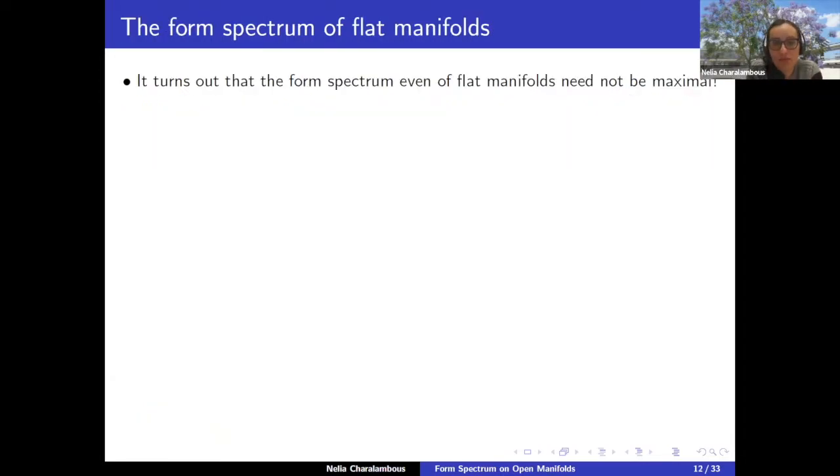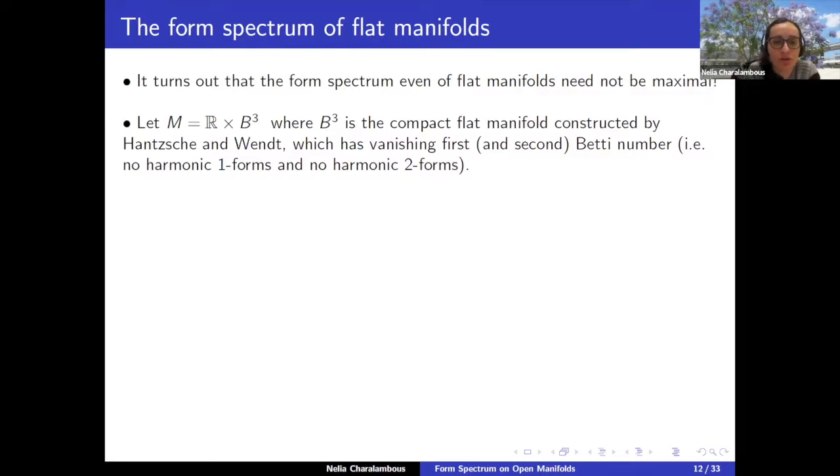However, it turns out that the form spectrum doesn't have to be maximal even on a completely flat non-compact manifold. I'm going to give you a nice example that was pointed out to us by John Lott. We take the 4-dimensional product space of R by the 3-dimensional compact flat manifold that was constructed by Hantzsche and Wendt. This 3-dimensional flat manifold is nice in the sense that it has a vanishing first and second Betti number. In other words, it doesn't have any harmonic 1 forms and doesn't have any harmonic 2 forms.